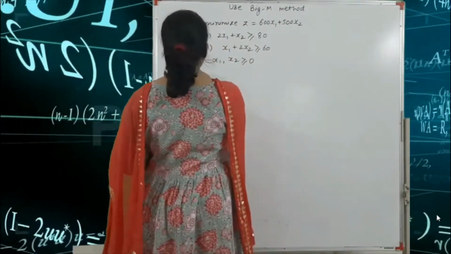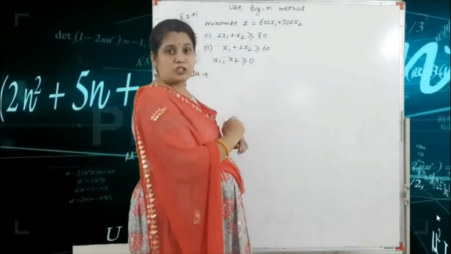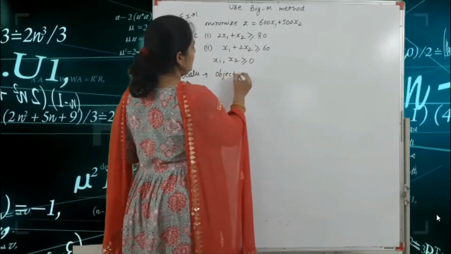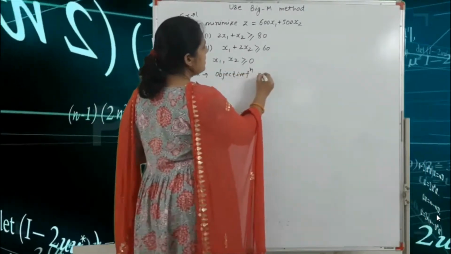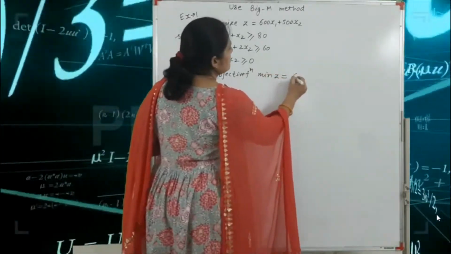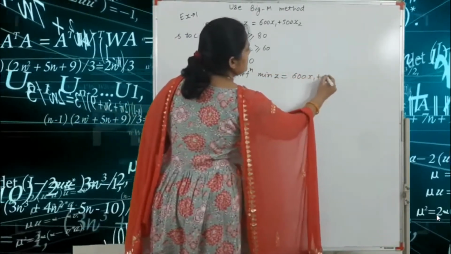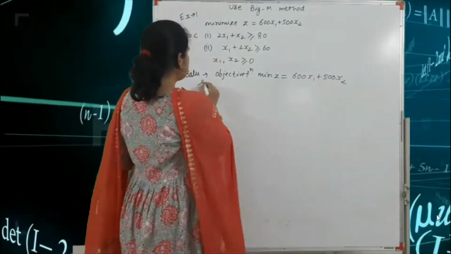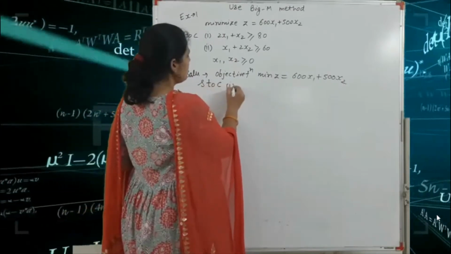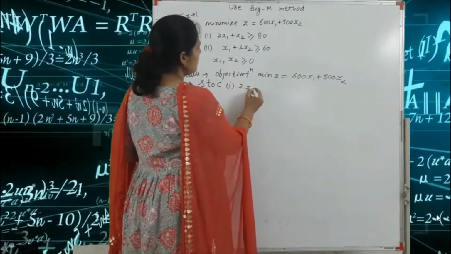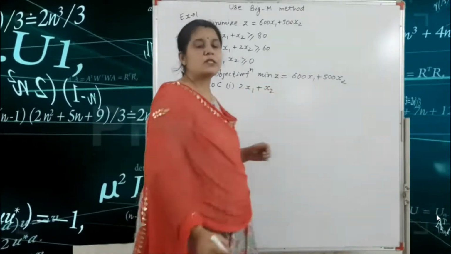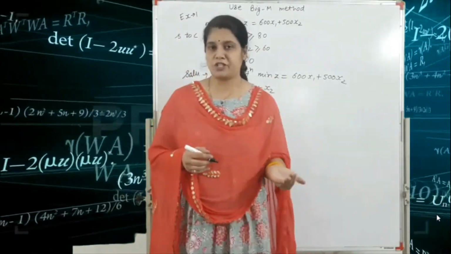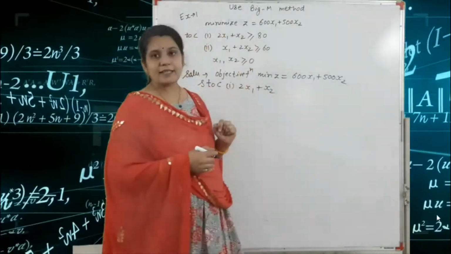The solution is that first we write the objective function: minimize z = 600x1 + 500x2. Okay, this is our objective function. Subject to the constraints, the first equation is 2x1 + x2. First we need some modification according to the constraint equation. This is a greater than or equal to type inequality.